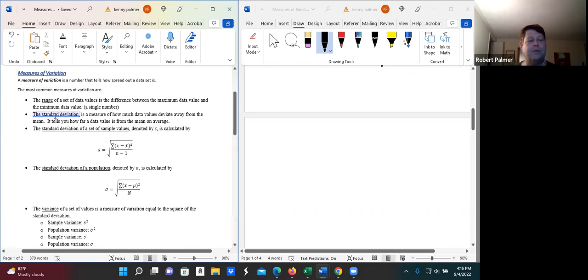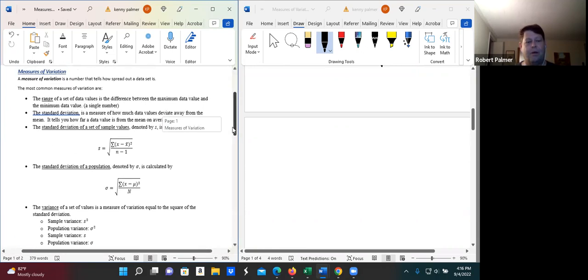The most important one is called the standard deviation. This is a measure of how much the data values deviate away from the mean, and basically it tells you in a sense how far a data value is from the mean on average. So it's kind of like an average distance from the mean of a data value. Now, depending on whether we have a sample of data or an entire population, we calculate it slightly differently.